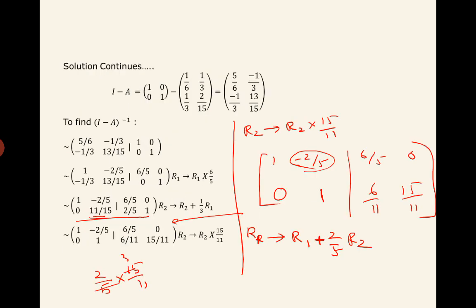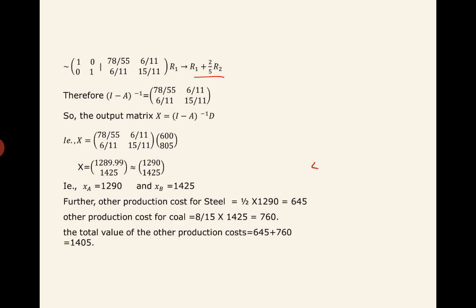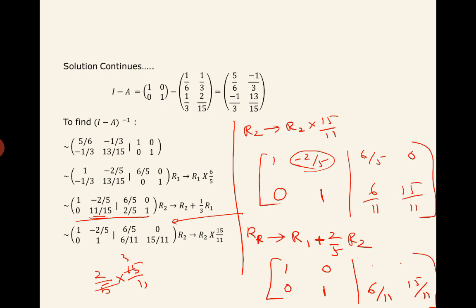When you do this, here 1, 0. There's no change in the second row: 6 over 11, 15 over 11. Change occurs in the first row. This will be 0, and these two terms should be calculated in the same way. You get it as 78 over 55, 78 over 55. You can check by using the same method, taking again 6 over 11 here.